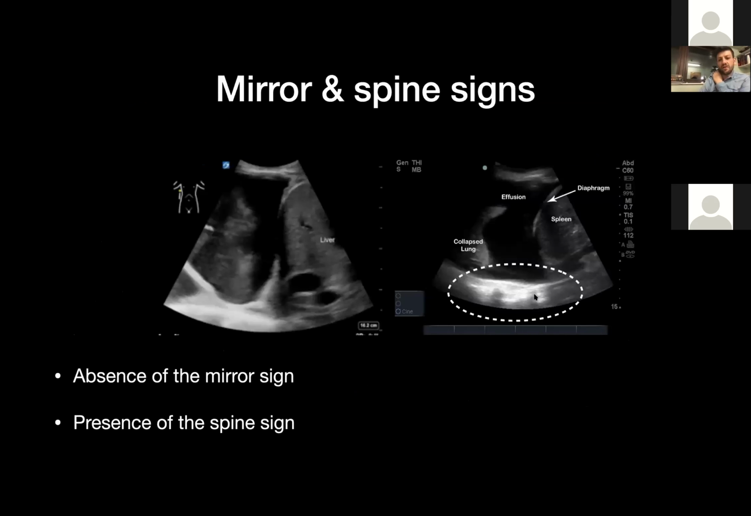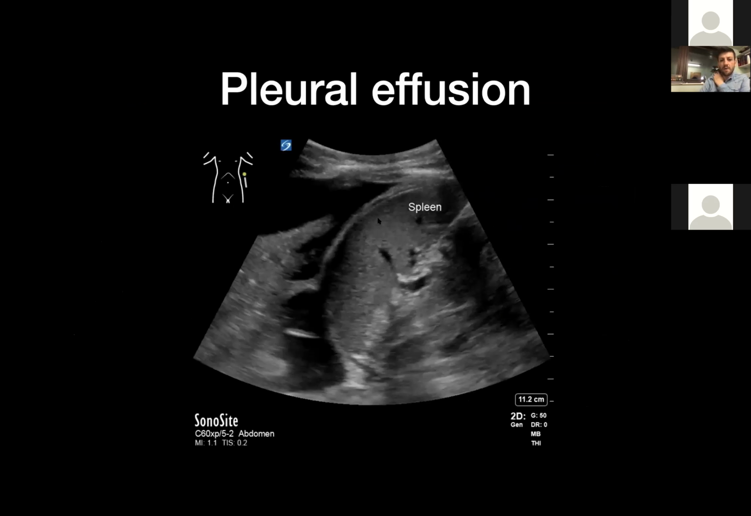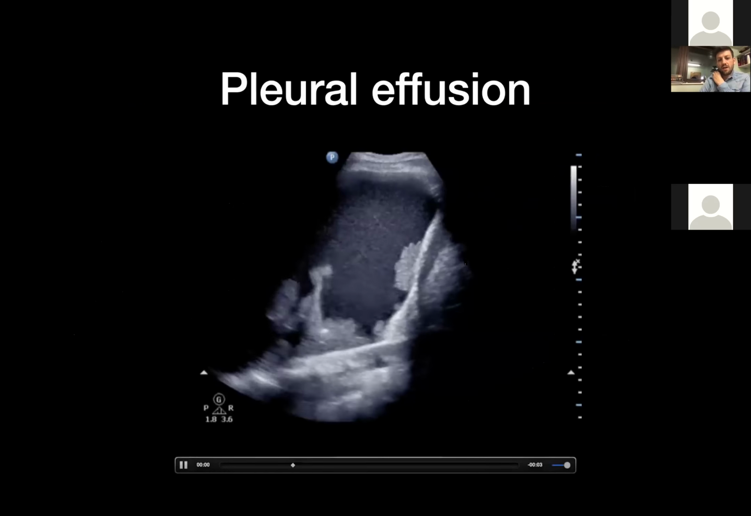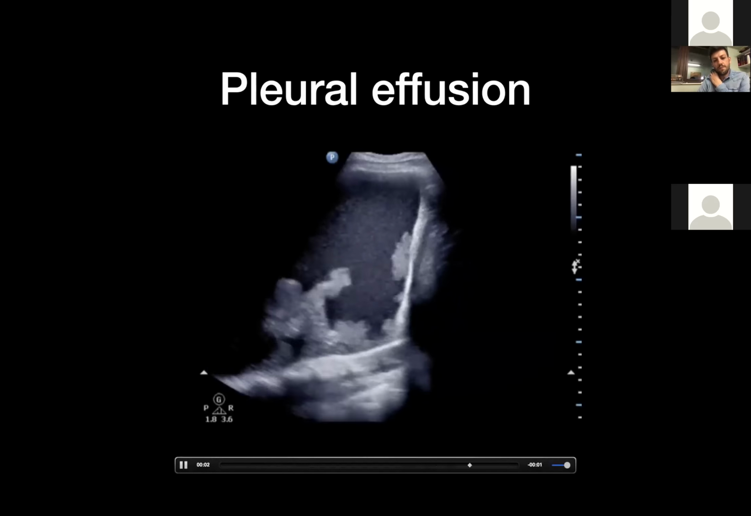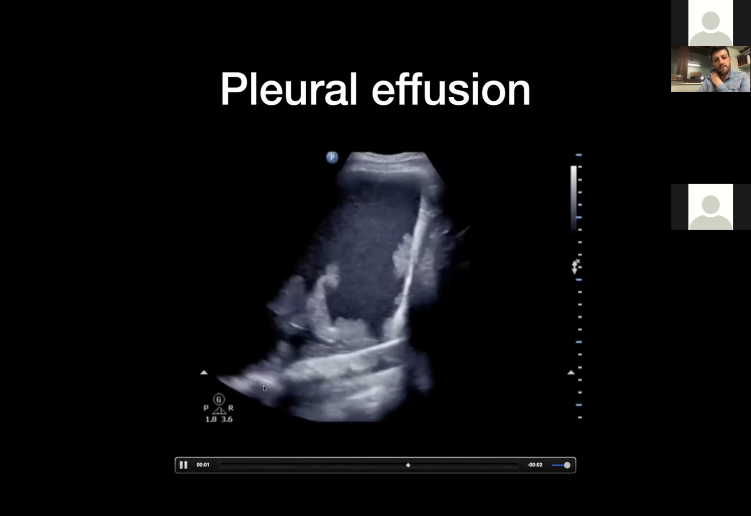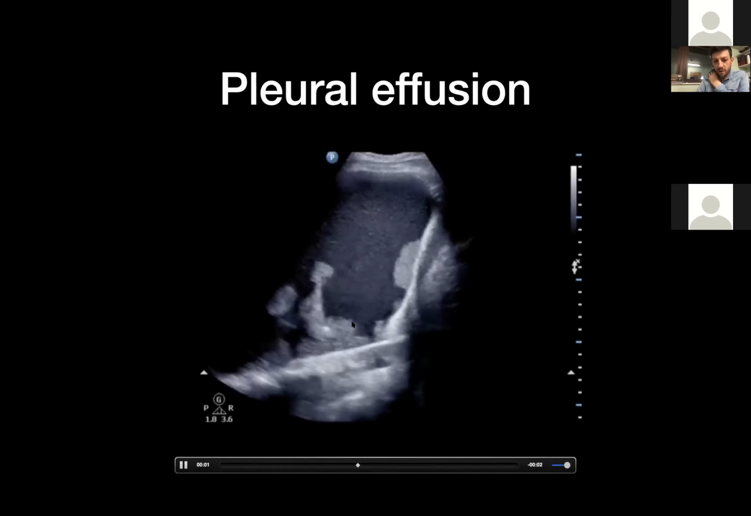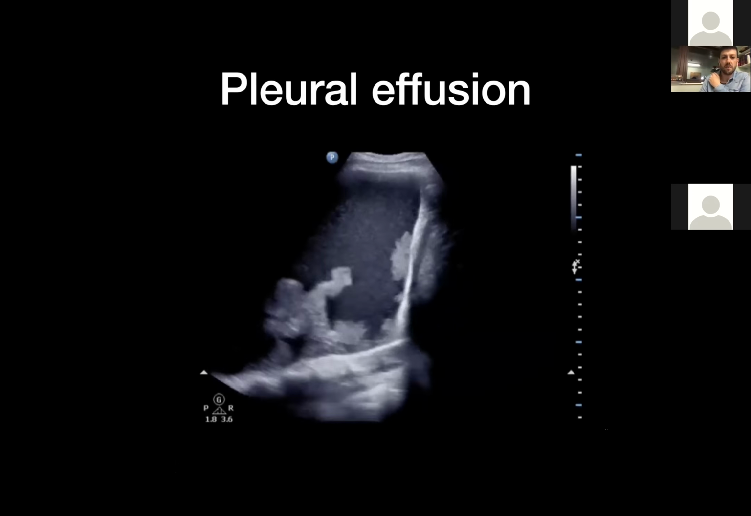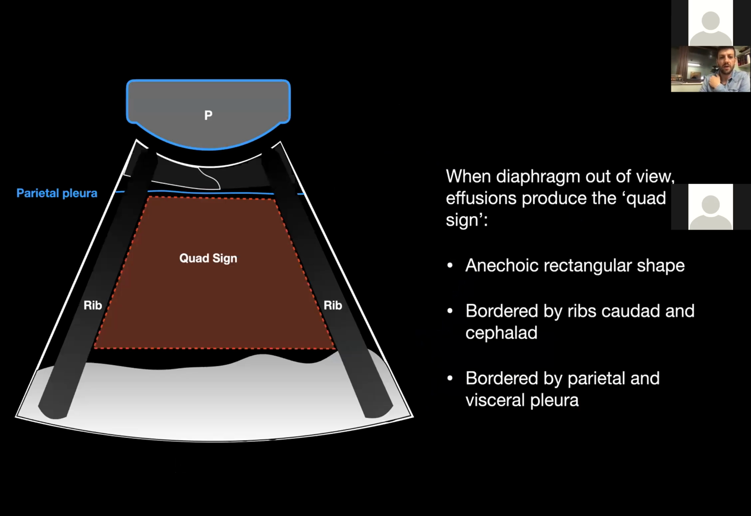Here we see another example of the spine sign. So diaphragm here, anechoic fluid, creating an acoustic window to see these vertebral bodies. And here again, we see another pleural effusion. And another one here where we see the spine sign. We see some collapsed lung within that anechoic fluid. And this is more likely to be an exudative pleural effusion, given its appearance.